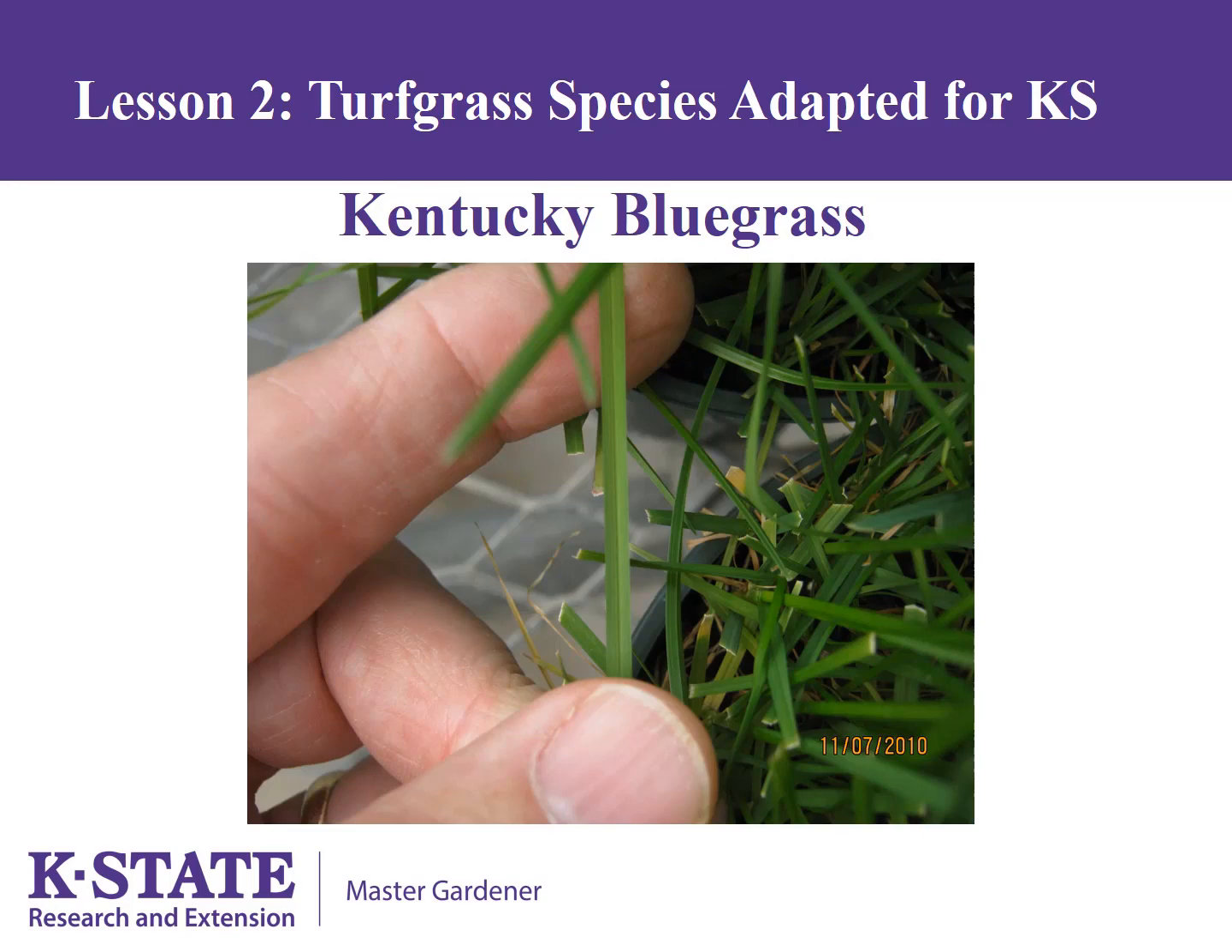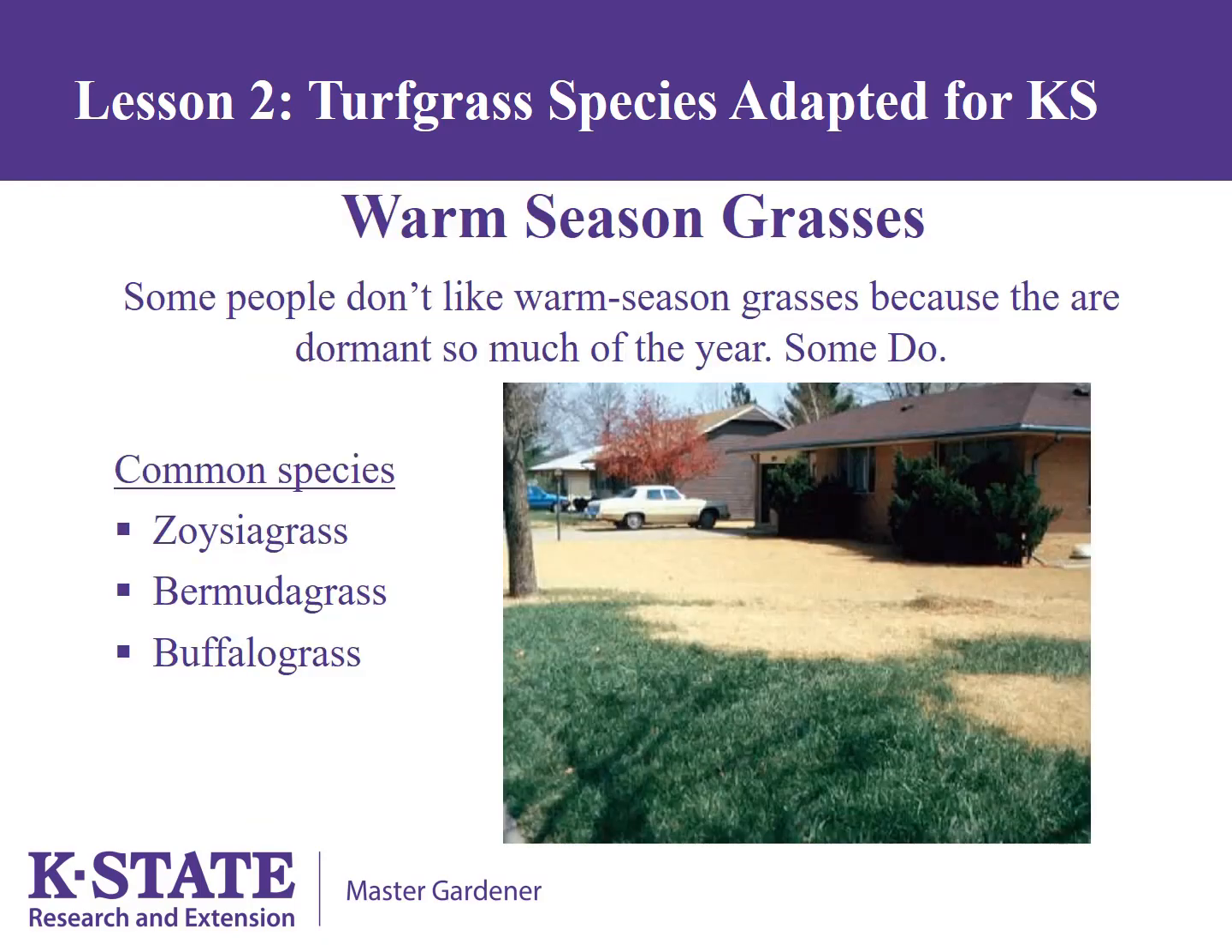Now that sums up all our cool season grasses. We have 3 warm season grasses that we would like to talk about. Some people love warm season grasses and some people don't. They go brown, or dormant, in the wintertime, as you can see by this picture in the bottom right here. And it's not as green as long as the Kentucky bluegrass and the tall fescue, and that's why some people don't like them. The grass species that are commonly grown are Zoysiagrass, Bermuda grass, and buffalo grass.